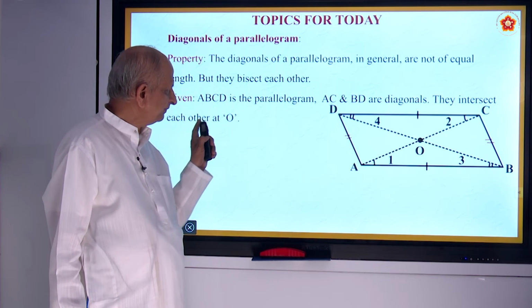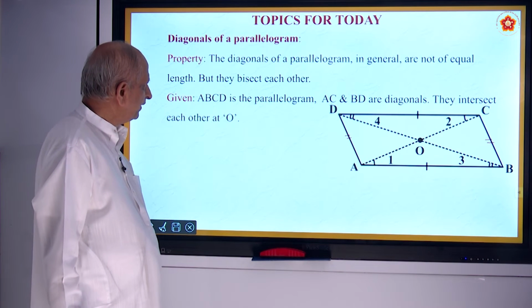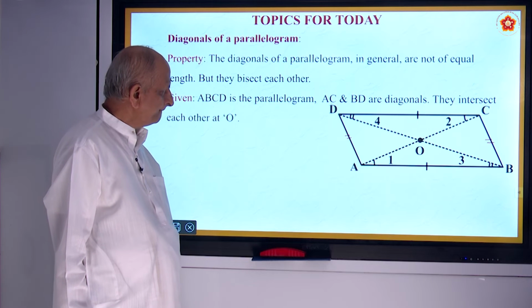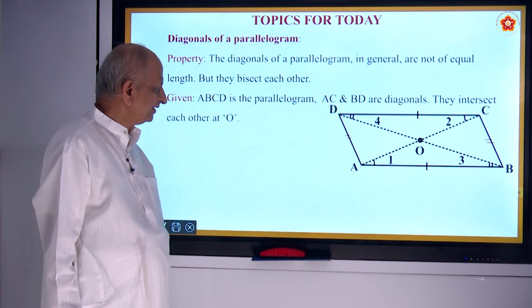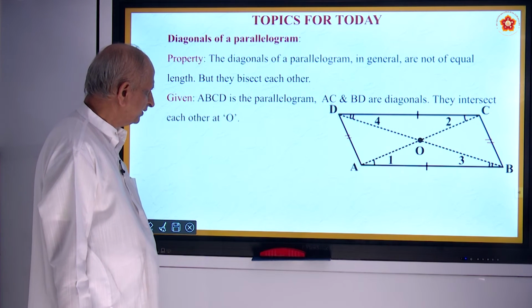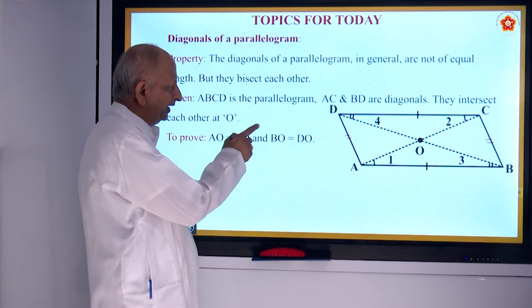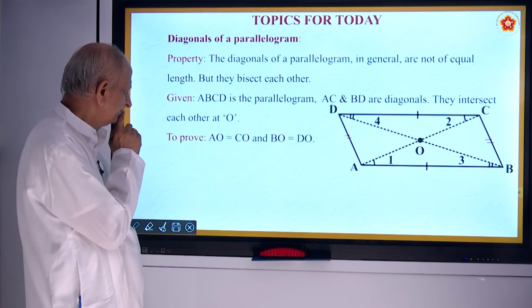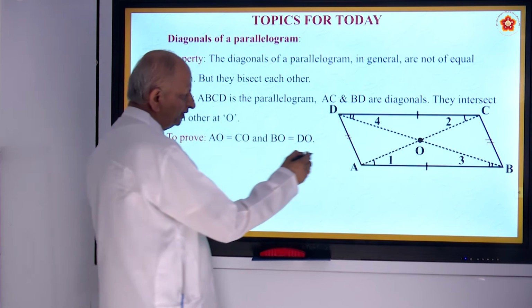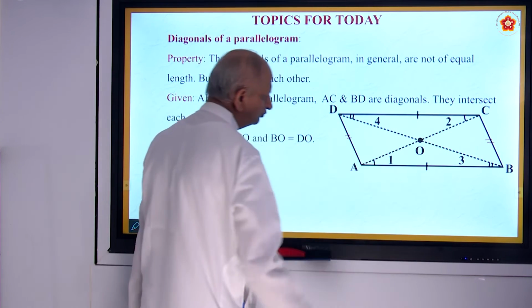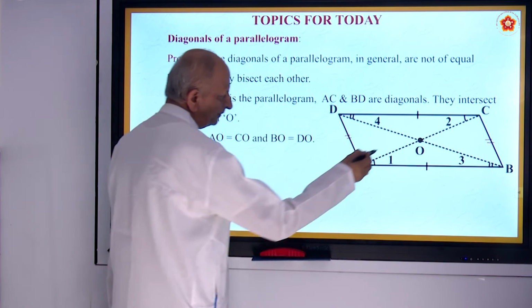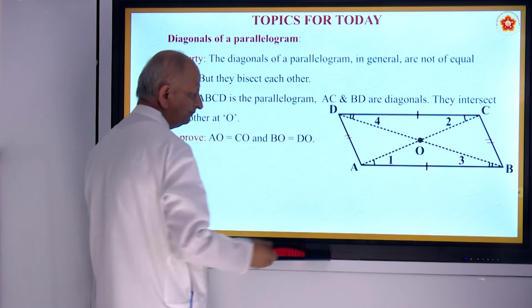What is the last property? We are proving that diagonals bisect each other. That is the property we are proving. For that, we have to take the diagonals. Now you have to prove that AO is equal to CO. Also, we have to prove that BO is equal to OD.